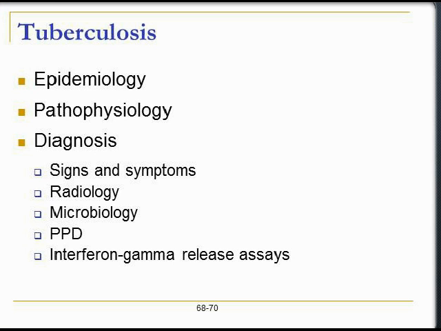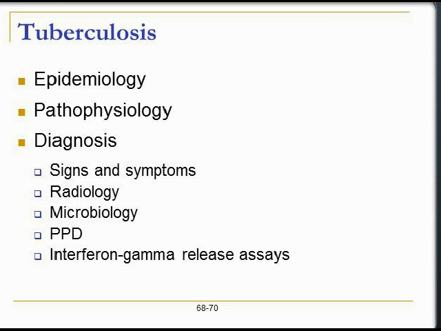I have a whole algorithm there on pathophysiology that you can look through if you'd like. Diagnosis is made based on signs and symptoms. Chest x-ray is obviously very important, and then microbiology, checking for acid-fast bacilli, which MTB is. You can also place a PPD, which most, if not all of you, have probably had before, to check to see whether you're reactive, whether you've been exposed to TB.